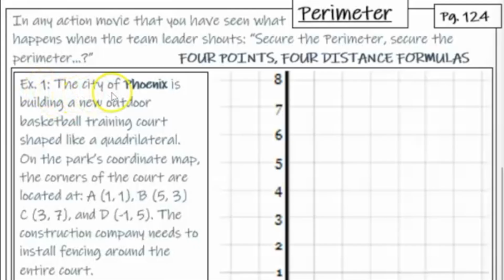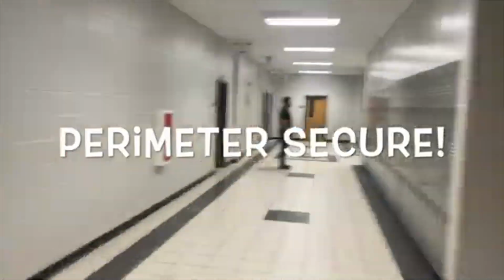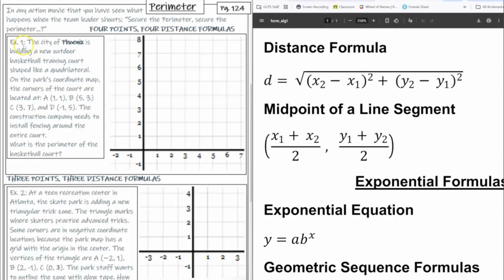So we're going to take a look at perimeter. Before we start, let's think of any action movie that we've watched. What happens when the team leader shouts, "Secure the perimeter! Secure the perimeter!" What do you see happen? Perimeter secured. All the soldiers go around the entire shape. So when you hear perimeter, you're adding everything around your entire shape.